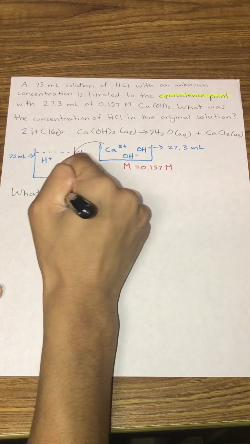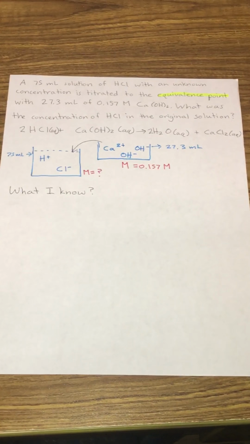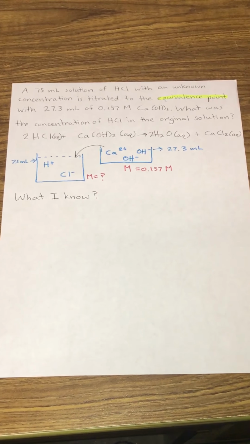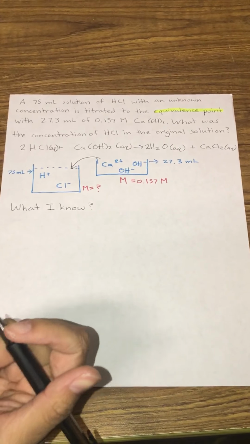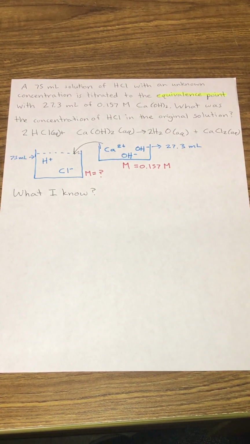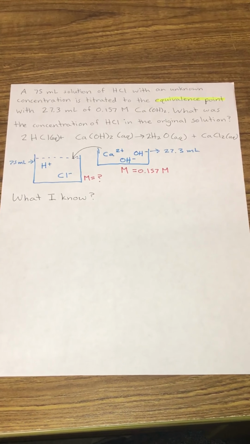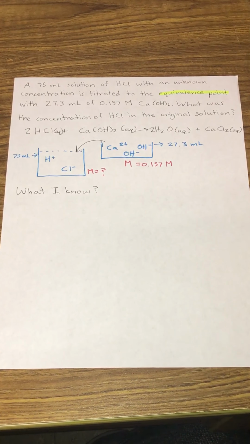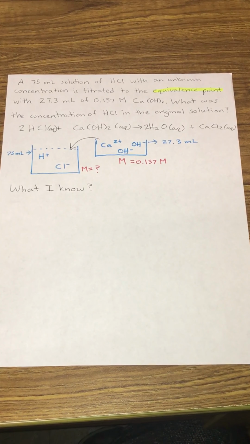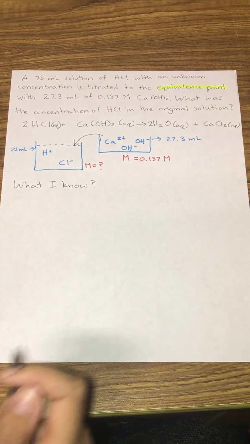Okay, so what I know is that we know the concentration and volume of calcium hydroxide, and we can use these values to find the moles of calcium hydroxide. And then once we find the moles of calcium hydroxide, we can use the chemical equation to convert the moles of calcium hydroxide to moles of HCl. And then once we have the moles of HCl, we can find the concentration of HCl by using the equation volume times concentration equals moles.